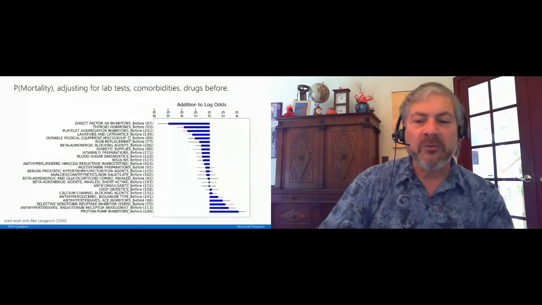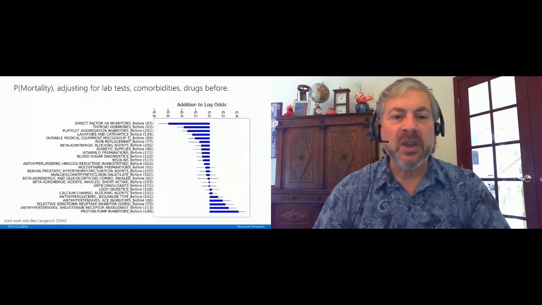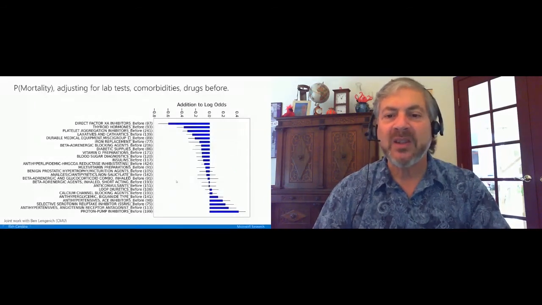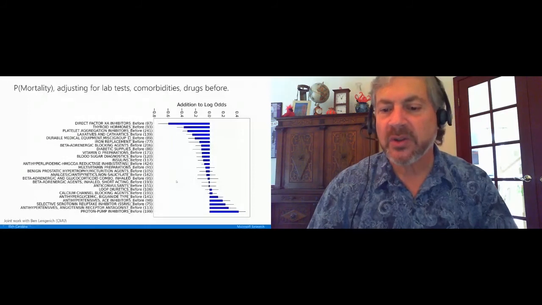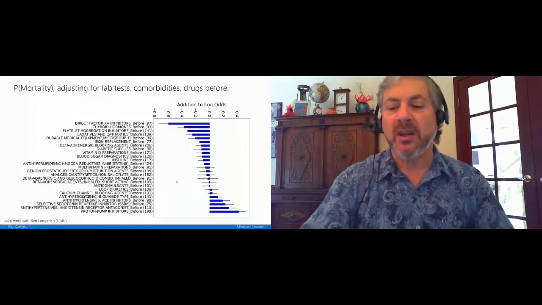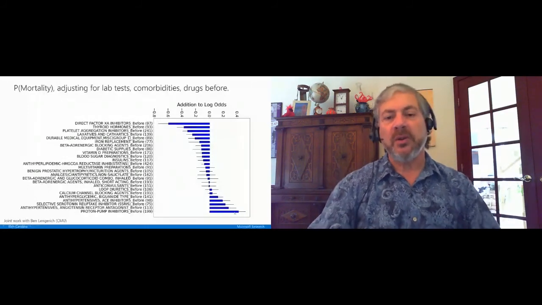So you have to be very careful when interpreting these graphs. In this case, for platelet inhibitors, we think it is the med that is conveying the change in risk. Whereas here, we think it's not the med itself that's causing the increase in risk. We think it's the illness that you have that's causing the increase in risk.